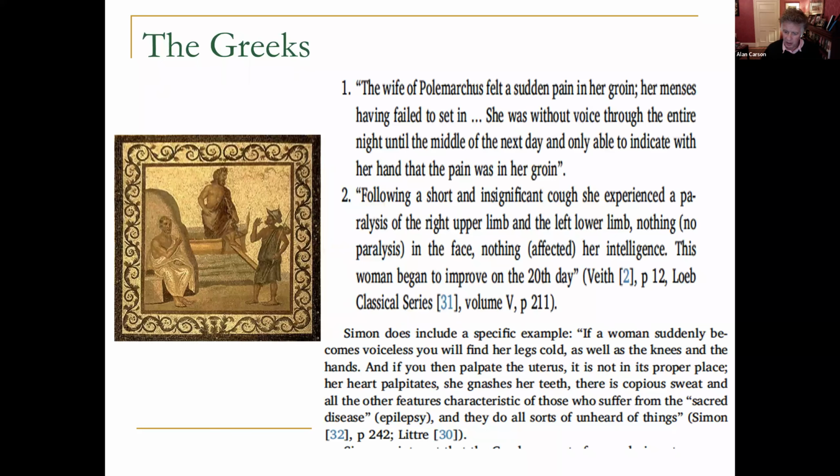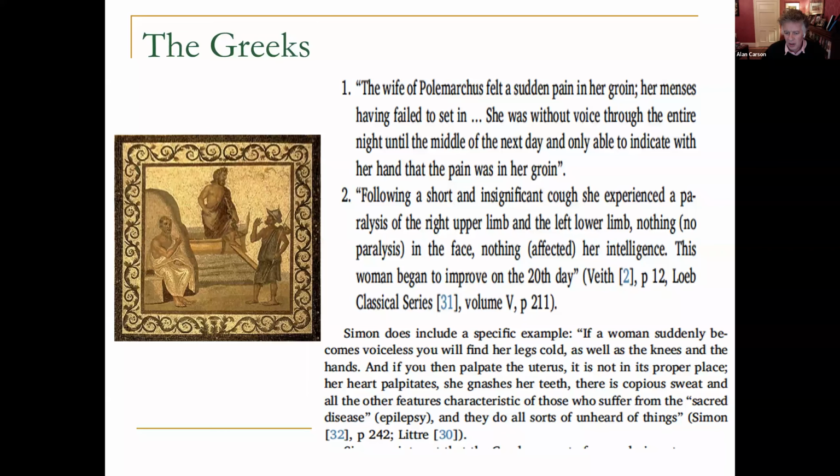Vieth in her book cites 2 cases. The wife of Polymarchus felt a sudden pain in her groin, her menses having failed to set in. She was voiceless through the entire night until the middle of the next day, and only able to indicate with her hand that the pain was in her groin. Now, it's possible that this was pain-induced globus hystericus, but I think you've got to say one's going out on rather a limb to interpret it in that way.